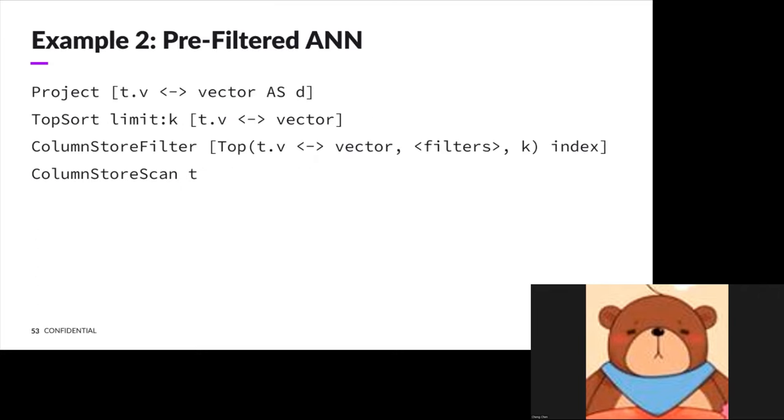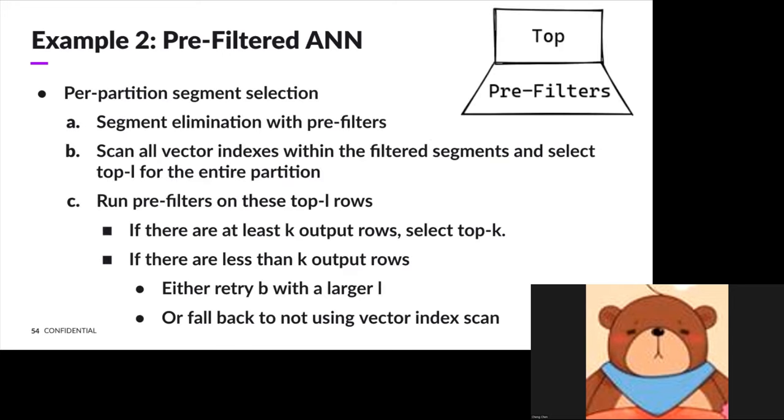So here is how the execution plan looks like. The filters are now pushed down into the top filter so that the vector index scan can be aware of them. And the semantics of the top filter becomes that it will output top K rows post its pre-filters. So this way, we are not changing the semantics of the query if we push down the filter to the top filter. So this is how we are going to execute.